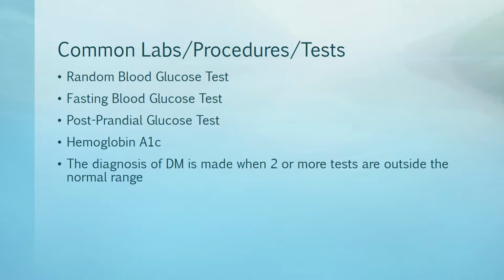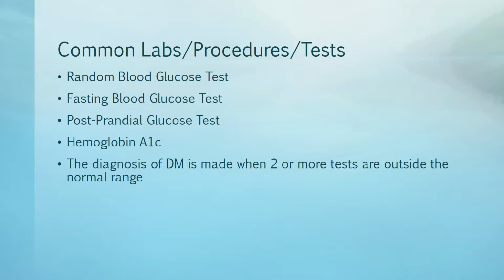Then we have the fasting blood glucose test. For this one, the patient has to have been without any food for at least 8 hours prior to the test, and anything greater than 126 would be considered hyperglycemic. Patients should fall within 70 to 110 in this category.